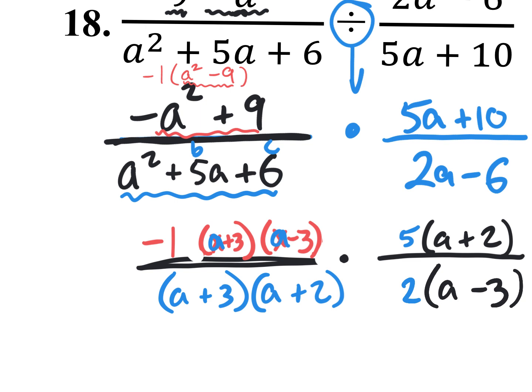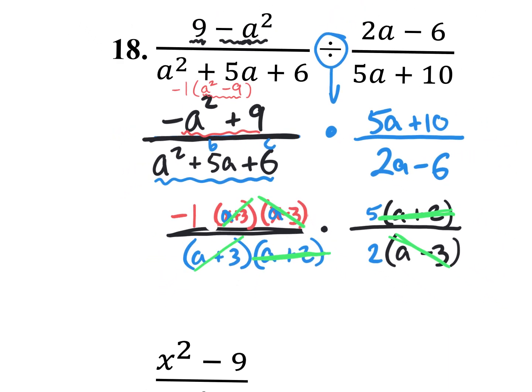Now we're going to cancel out anything that's alike up on top and on bottom. The a plus 3 up here cancels with the a plus 3 down there. The a minus 3 up here cancels with the a minus 3 down there. The a plus 2 right here on the bottom cancels with the a plus 2 up there on top. So what's left over? You have a negative 1 times 5 over 2. So what is negative 1 times 5 over 2? Your final answer is negative 5 over 2.